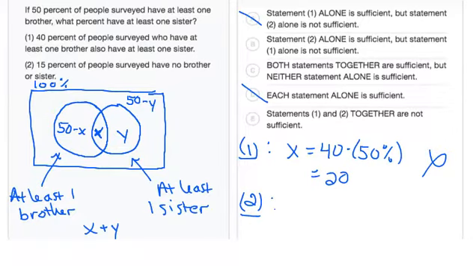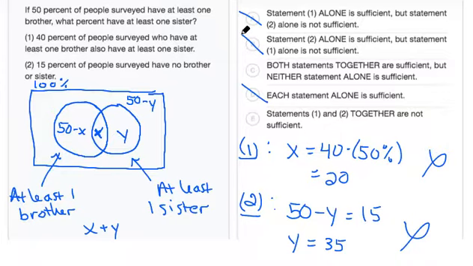It's given that 15% of people surveyed have no brother or no sister. So 50 minus Y is equal to 15. We can solve this for Y, and we'll get a value of 35. We then run into the same issue that we did with statement 1, where we only have one of the variables we need, and we're not given enough information to find the missing X to find X plus Y. So again, this statement is not sufficient, and we can eliminate answer choice B.